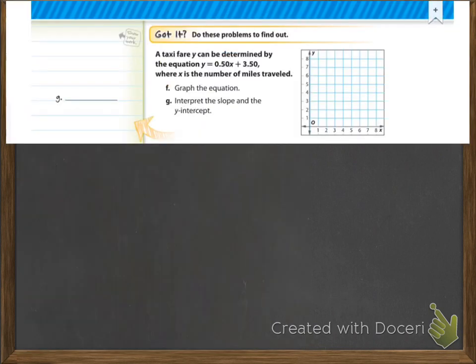All right, so now let's go ahead and annotate the problem. Hopefully you did well. It says a taxi fare can be determined by the equation y equals 0.50x plus 3.50. So I'm going to pull that out to the side, and before I even start, I'm going to interpret what that means. So let's think about that. When it says a taxi fare, y, so that means that, what does it mean, a taxi fare?